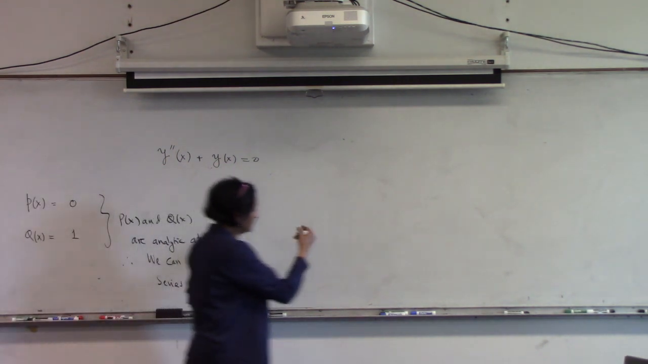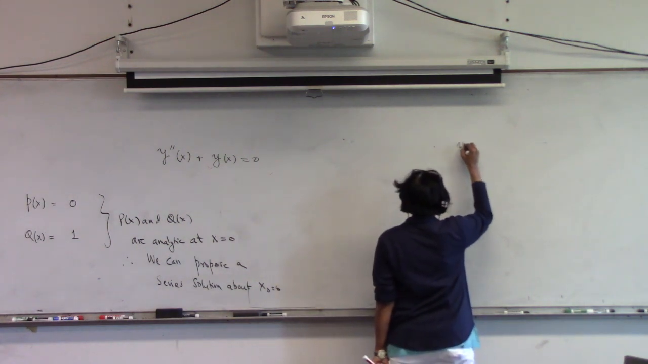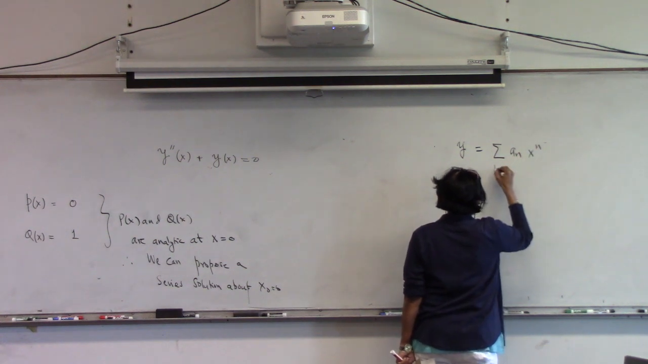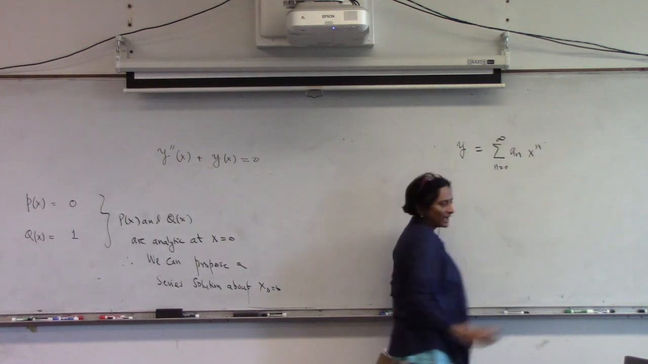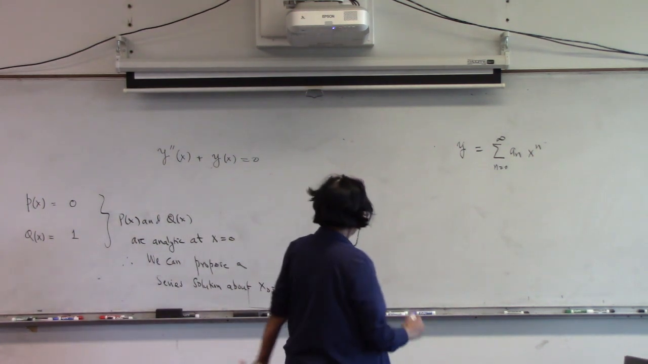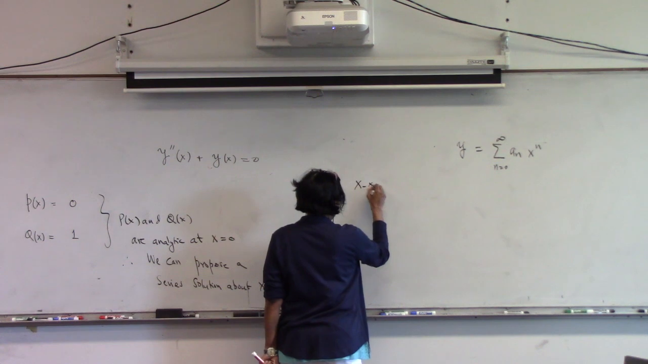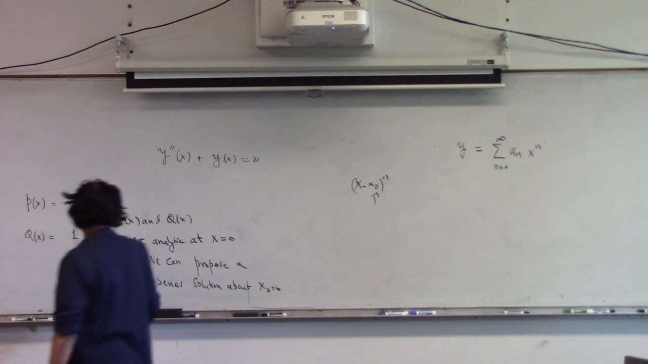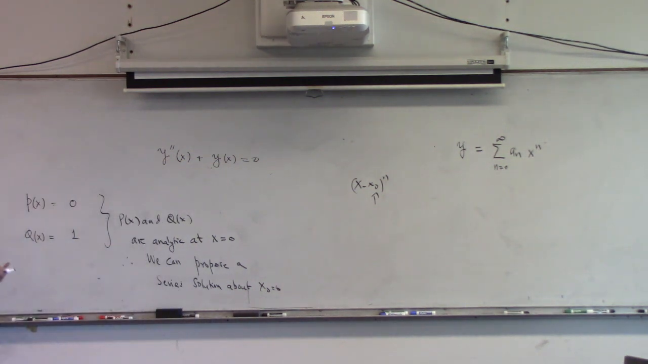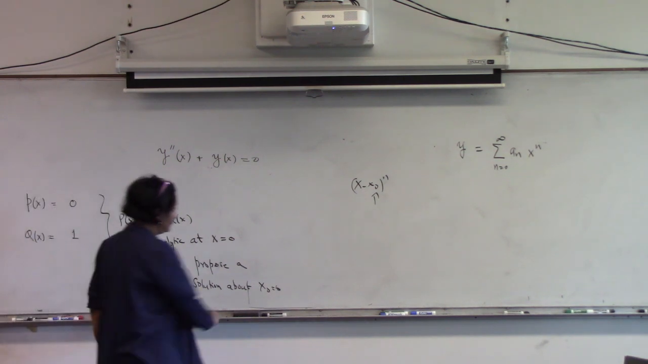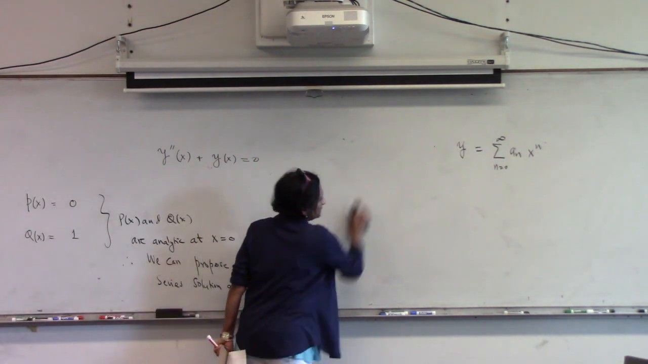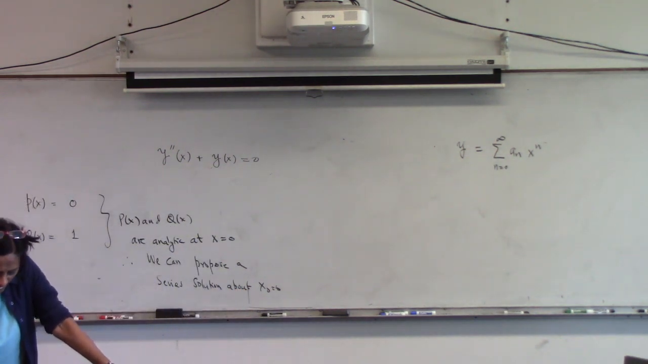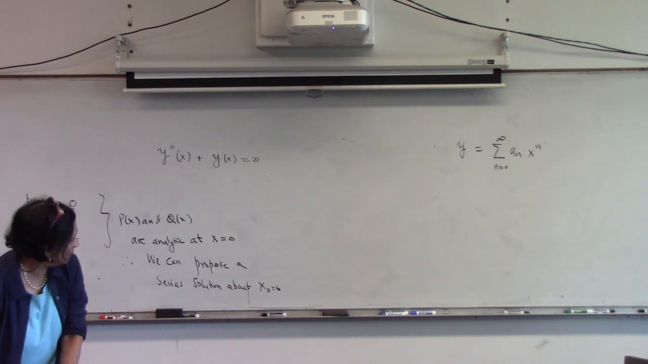So this is the first step. We are going to propose the solution y is equal to the summation of a sub n x to the power of n, going from 0 to infinity. I have removed x naught because x naught is 0. These are good for any point, but because we want the series to look clean and nice, if you can do the expansion about x equal to 0, just do it. All right, so that is my y.